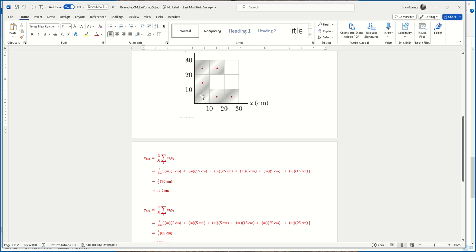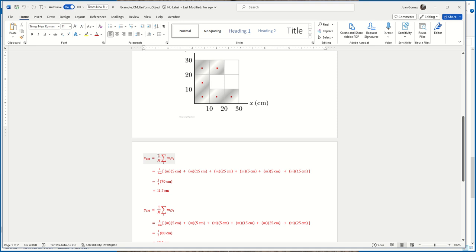So x1 is the x coordinate of square 1. x2 is the x coordinate of square 2. x3, the x coordinate of square 3. x4, the x coordinate of square 4. x5 is the x coordinate of square 5. And x6 would be the x coordinate of square 6. Those coordinates are given, and likewise for the y. The coordinates are given by the individual CMs, again indicated by the red dots in this figure.